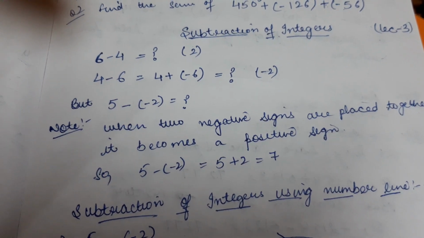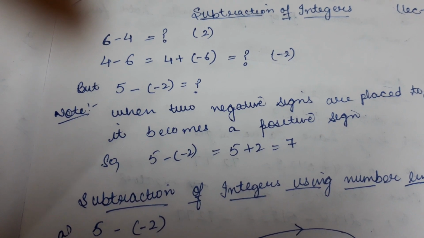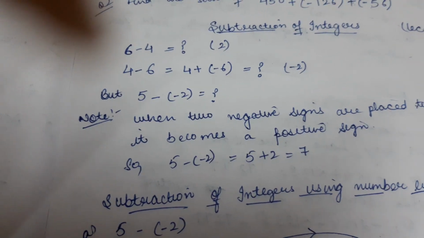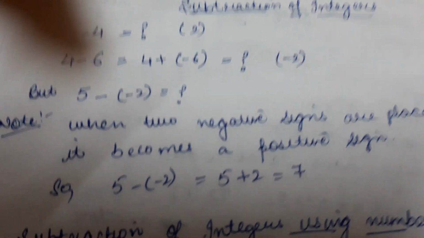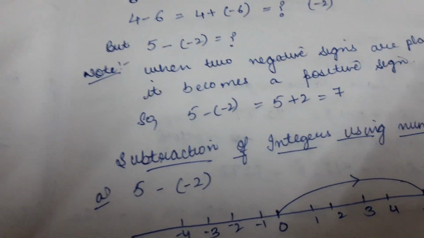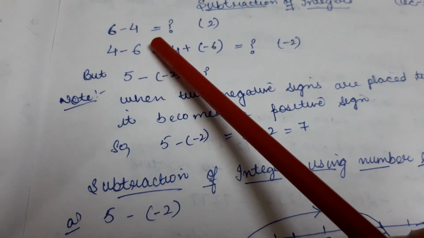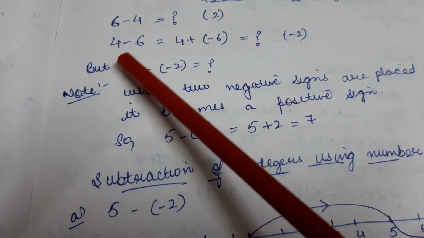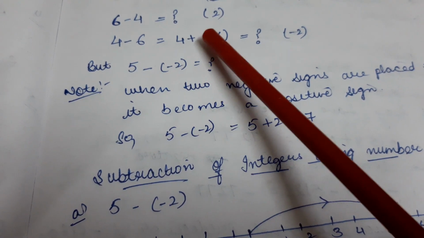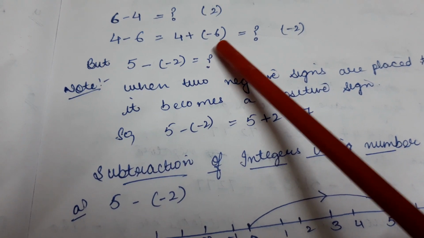Good morning, students. Now we are going to discuss the next topic in integers, that is subtraction of integers. Subtraction means when we find the difference of two things. We know 6 minus 4 is what? 2. And 4 minus 6 is? We will write it like this, 4 plus of minus 6.